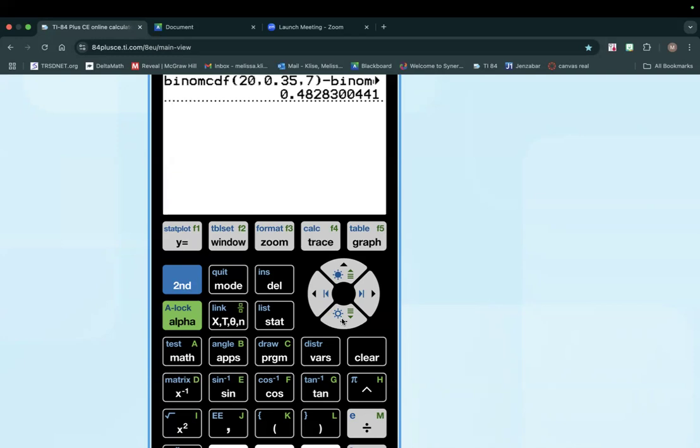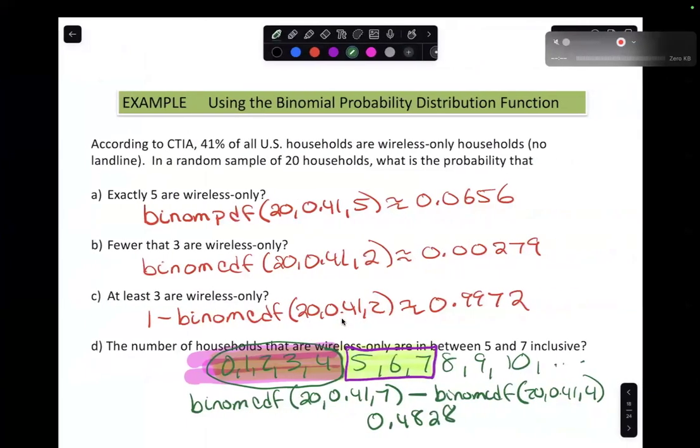So about 48%. Sorry, I'm losing my mind. The probability of getting between 5 and 7 people in a random sample of 20 that are wireless only is about just under 50%. Questions?